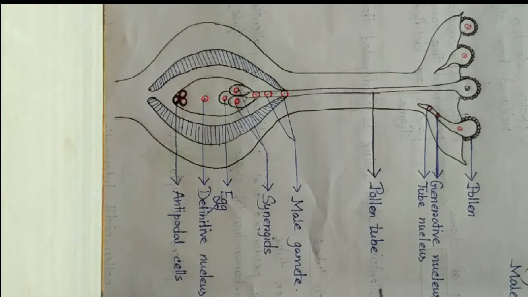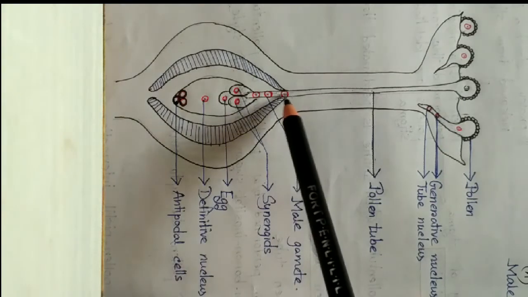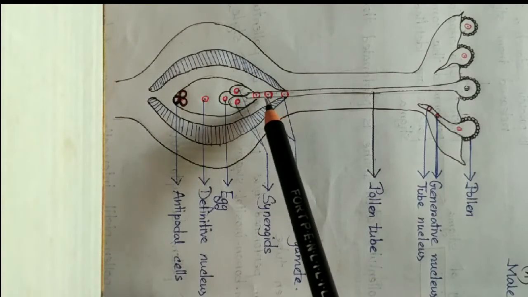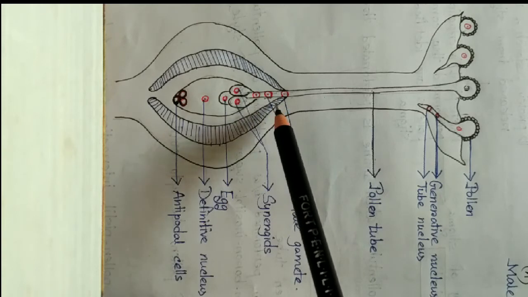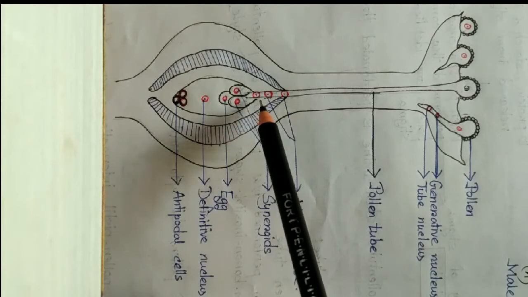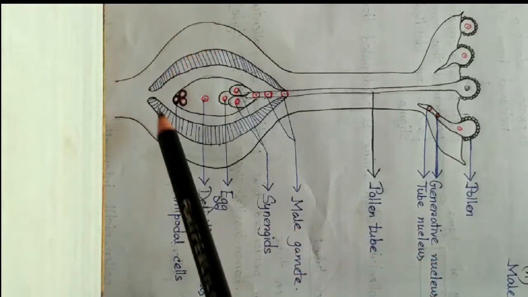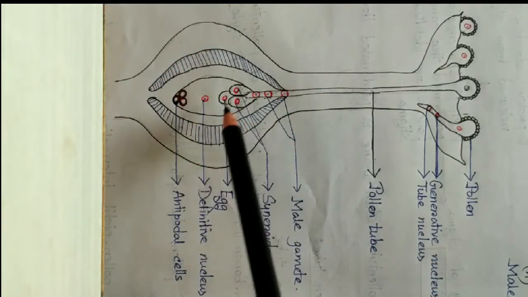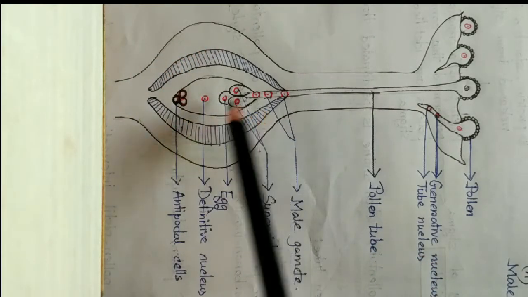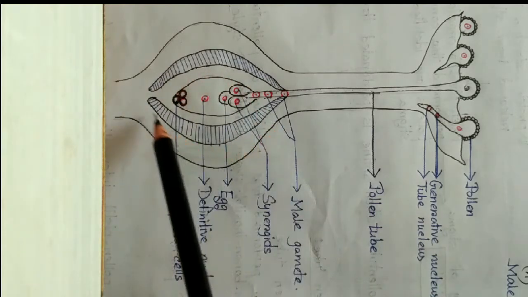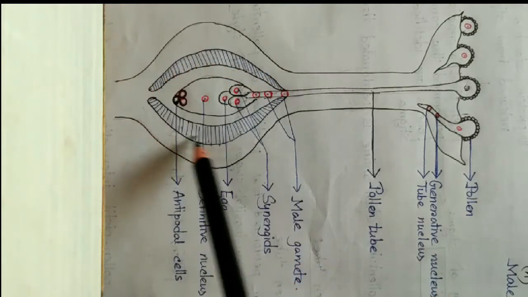After generation of male gametes, the elongated pollen tube enters into the ovary. This is the ovary. This is the egg and this is the embryo sac. The total portion is known as the embryo sac.